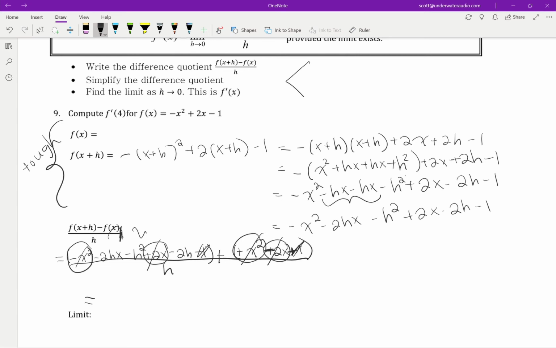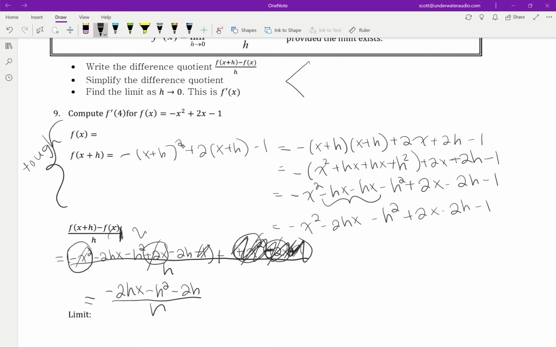That gets rid of quite a bit. It got rid of everything over here. All of that goes away. And I'm left with minus 2hx minus h squared minus 2h all over h.